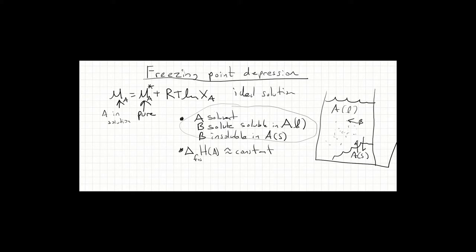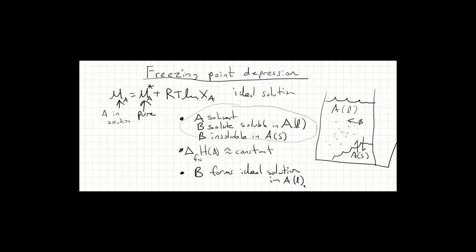Now, is it likely that B would dissolve in the liquid but not in the solid? Yeah. We know that most solids have a crystal structure, and fitting into that crystal structure is a pretty stringent requirement. But being able to dissolve in the liquid is pretty easy. So something dissolving in the liquid and not the solid is a pretty common situation. But to have the equations we're going to derive be completely accurate, we also have to say that not only does B dissolve in liquid A, but B forms an ideal solution in liquid A.